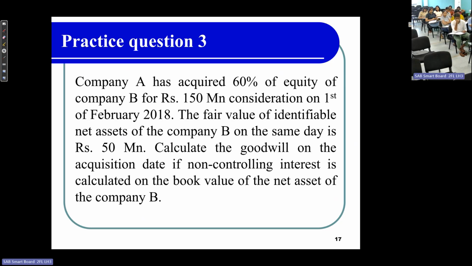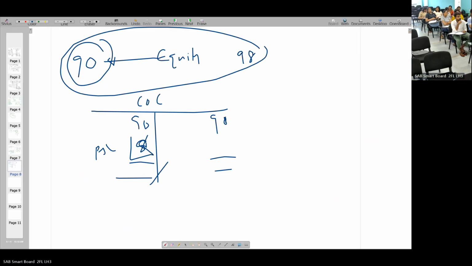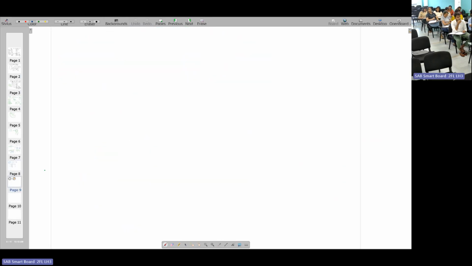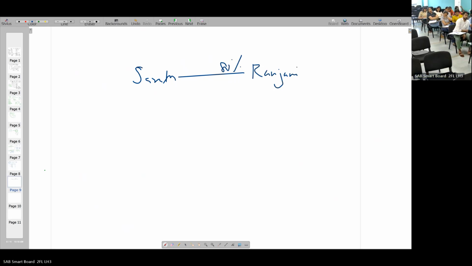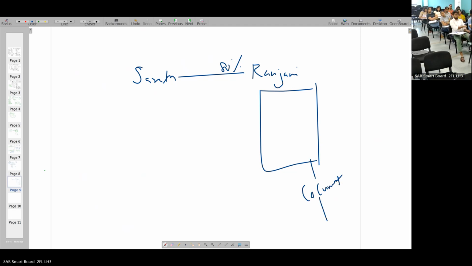We'll do this practice question. Before that, I would like to discuss another scenario. Sarath acquires 80% of Ranjani. Right? Sarath acquires 80% of Ranjani. Ranjani has a coconut land.